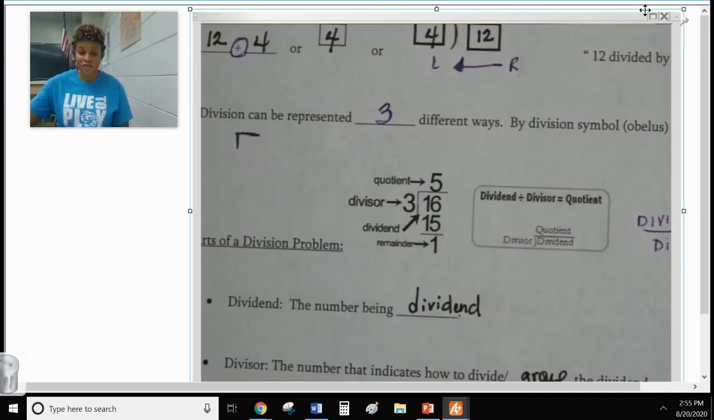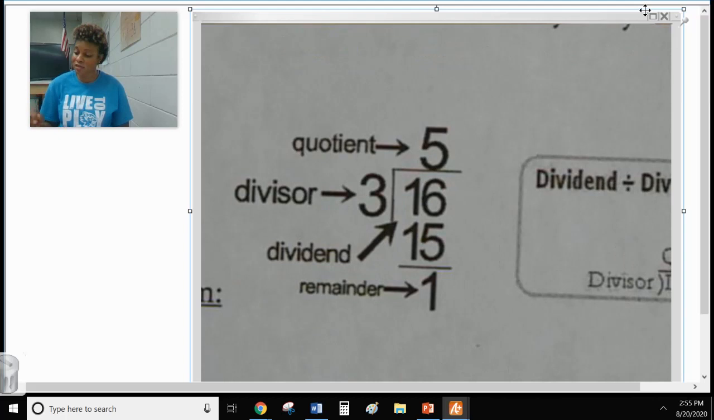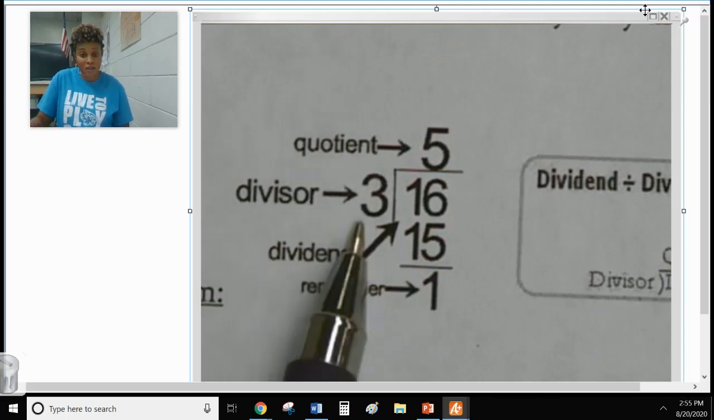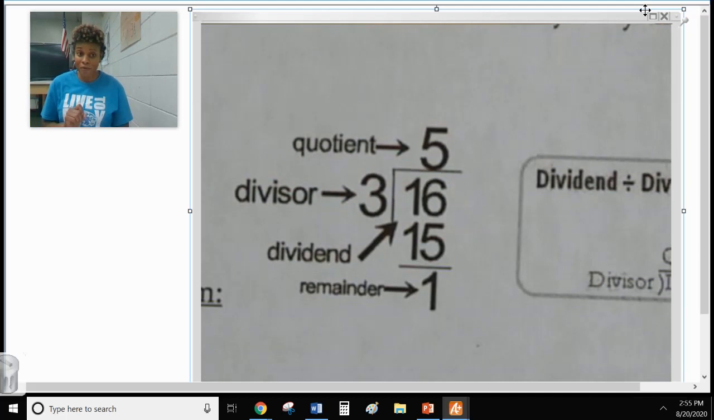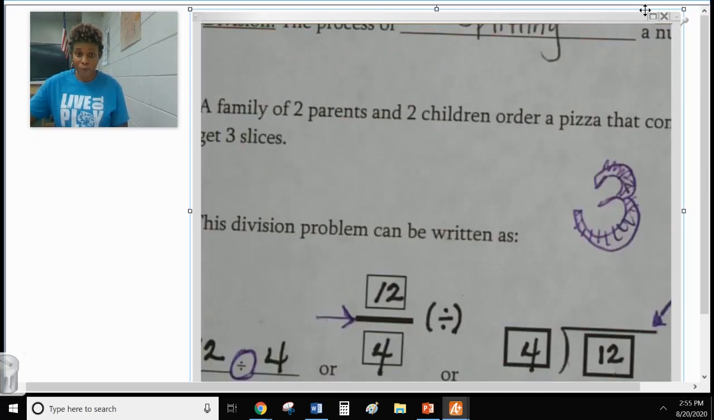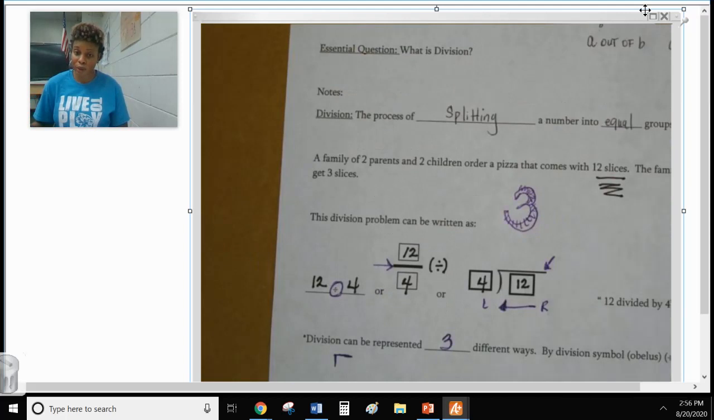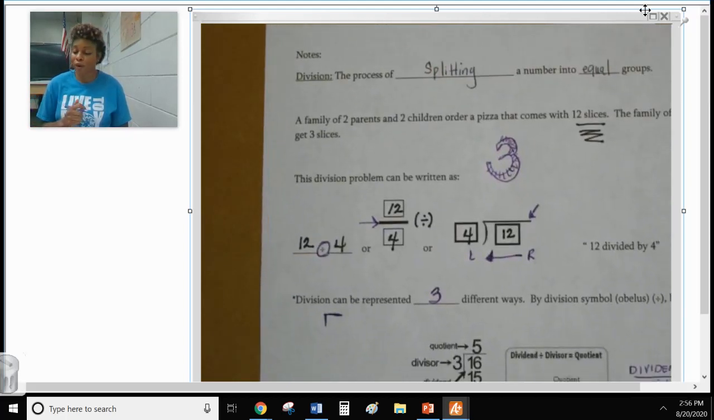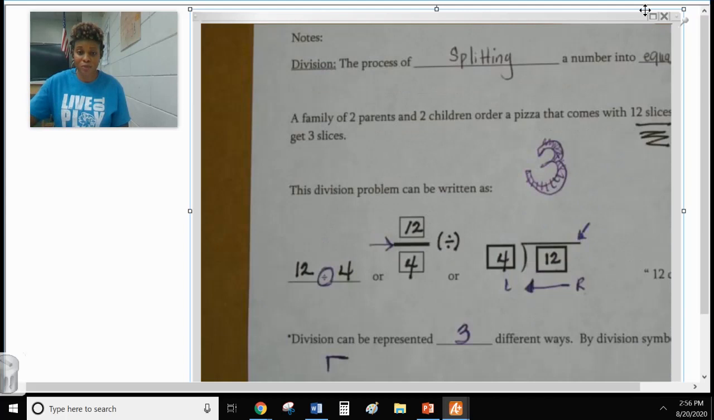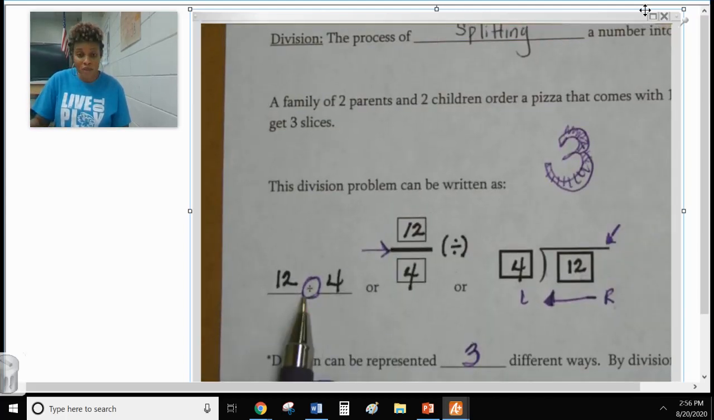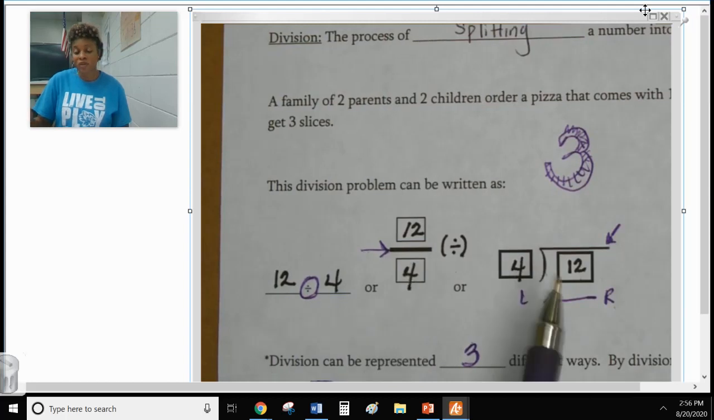Remember, our dividend is the number inside of the house. Our divisor is the number outside of the house. Quotient is the number on top of the house or the division bracket. And a remainder is anything that's left over. What did we just learn? Recap. We learned that there are 3 ways in which division can be written. It can be written with an obelus, with a fraction bar, or with a division bracket. And these are the different ways in which you would place the dividend and the divisor. I hope this helps you understand division.